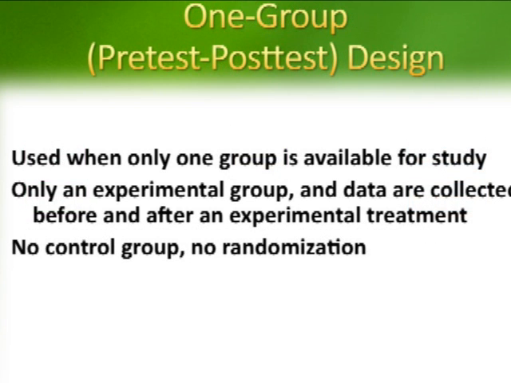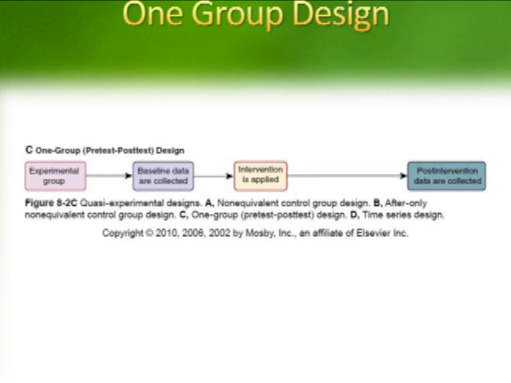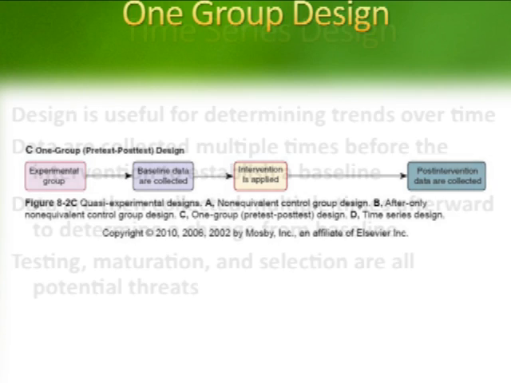And then we have the one-group pre-test, post-test design. This is used when only one group is available for study. Only an experimental group and data are collected before and after an experimental treatment. There's no control group and no randomization. This is a really poor design. And this is the flow chart for the one-group design. All kinds of things can wander in here and muck up the study. There's no randomization and there's no control group.